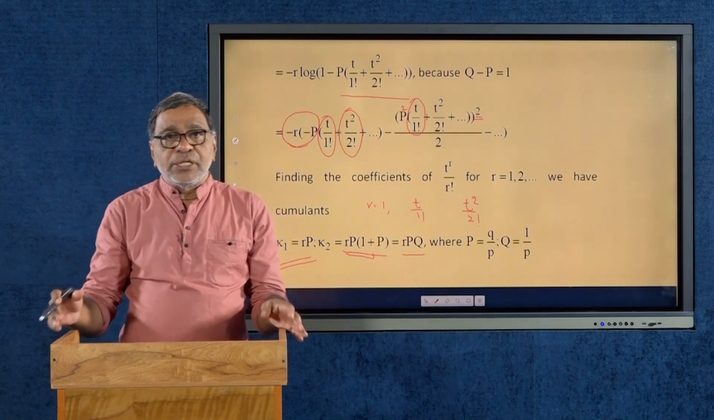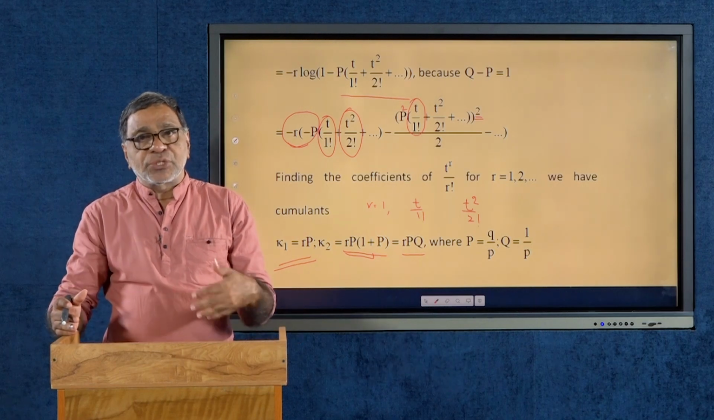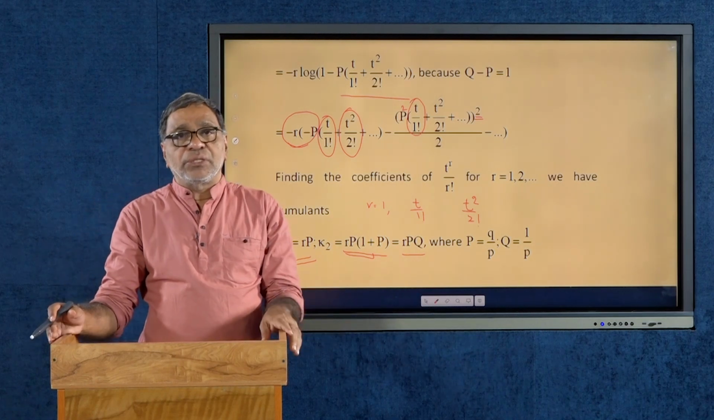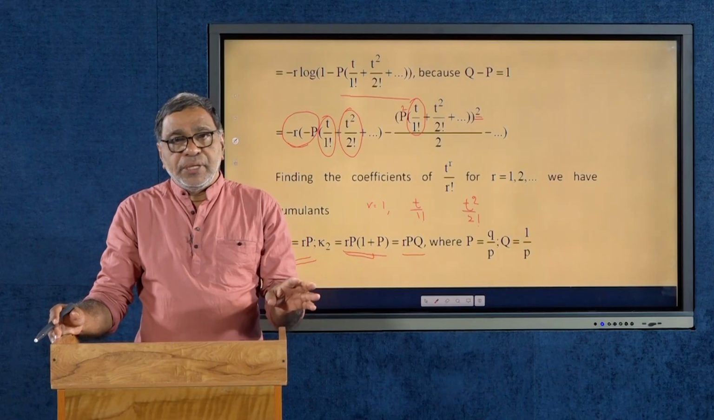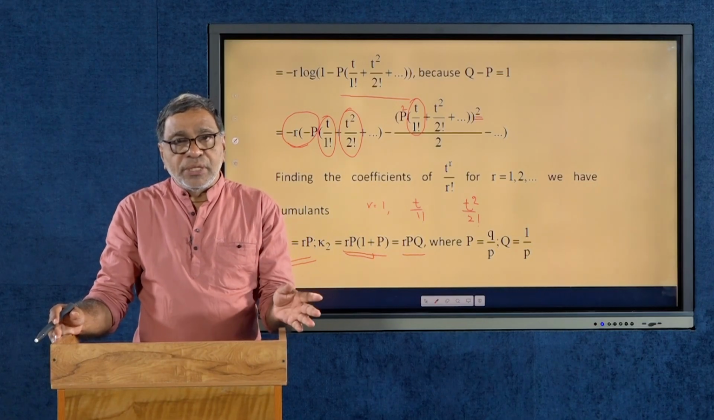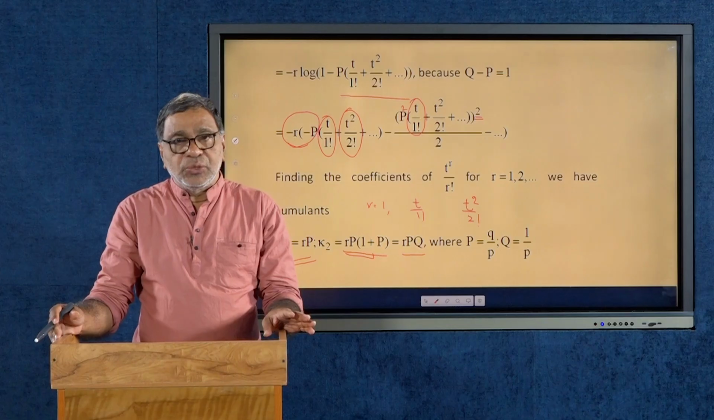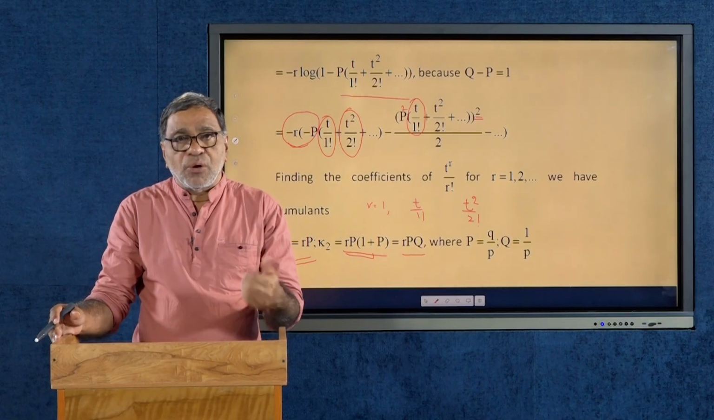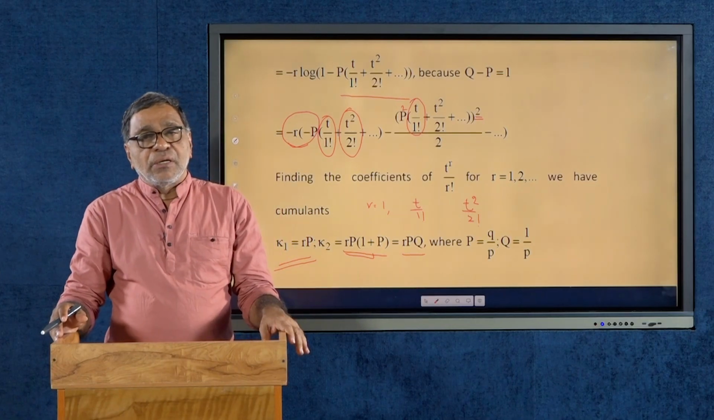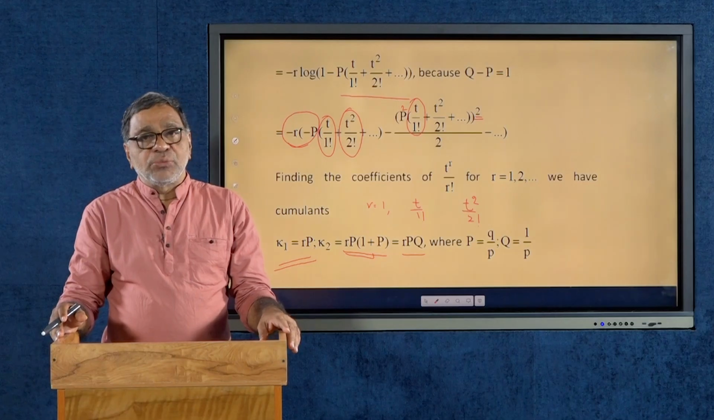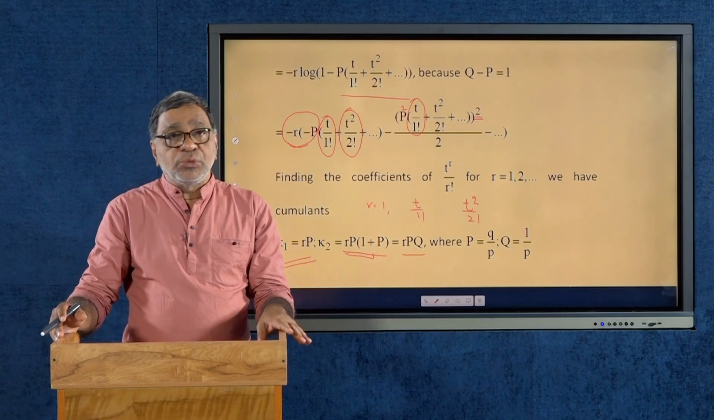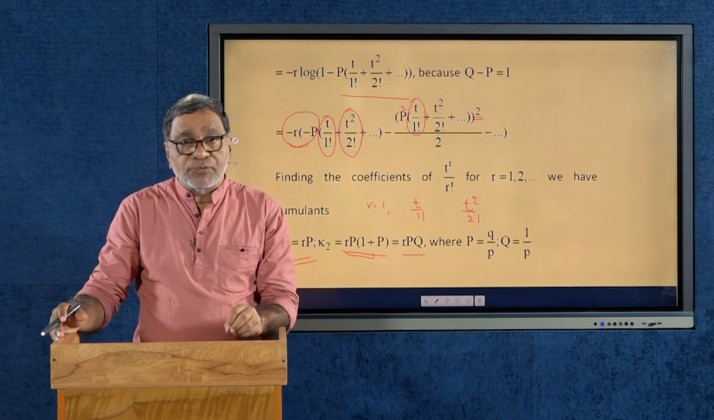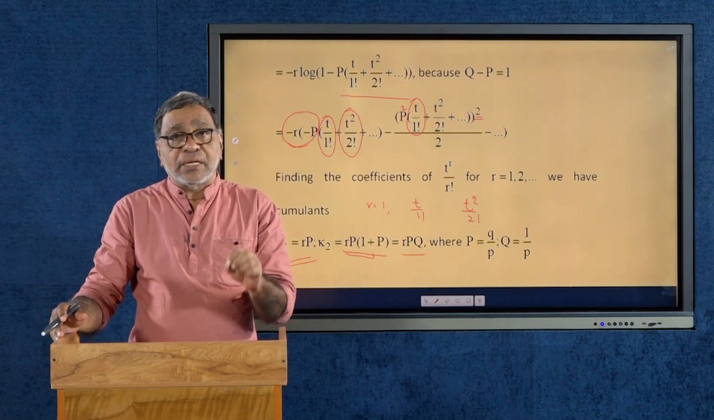So, the first component is rp, the mean, and the second component, of course, that is the variance, which we already calculated, is rpq. These are the values we have already obtained for the negative binomial distribution, if we are representing the negative binomial distribution on the basis of the new values capital P and capital Q.